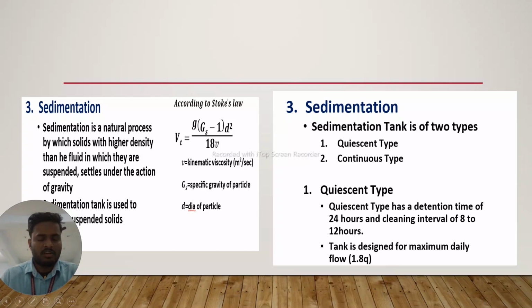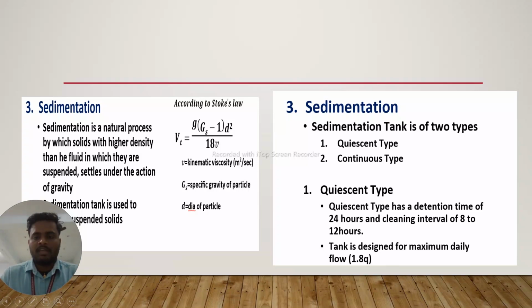Under the action of gravity, heavier particles settle down in the container and the rest flows through. This is basically Stokes law. According to Stokes law, we find out the sedimentation. The sedimentation tank is basically of two types: one is the quiescent type and the second is the continuous type.